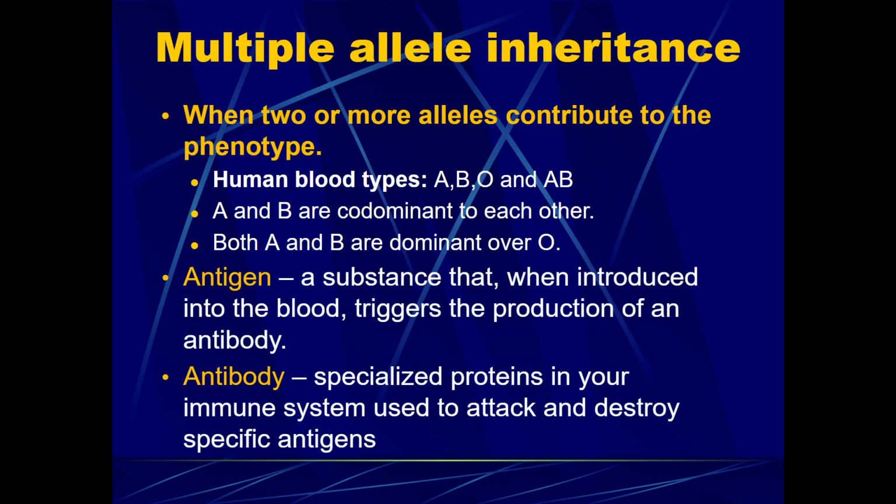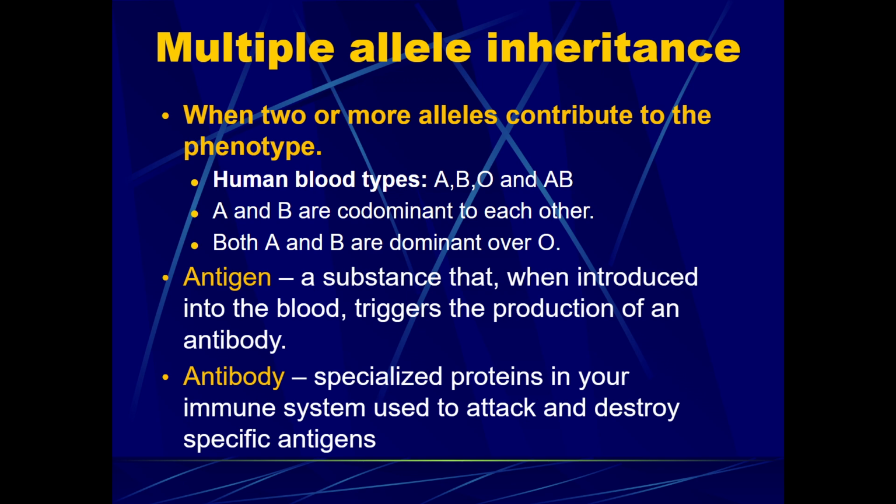And then there's multiple allele inheritance. We used, for example, blood type as a good example of codominance. But if we were to look at the complete blood types instead of just AB, we would have to look at multiple allele inheritance, because there's more than just A and B. You could also have the O blood type or AB. So the human blood types are A, B, O, and AB. And that fits under multiple allele inheritance because that's when two or more alleles contribute to the phenotype.